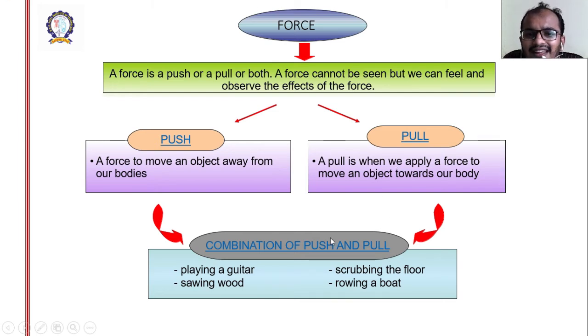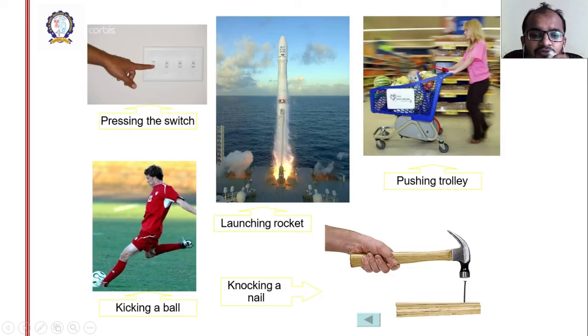If we take a basic example of force, it is playing a guitar, right, playing a guitar also needs force. Then scrubbing the floor, that is also one kind of action of the force. Then sawing the wood, when we saw wood, that also requires force, right. And rowing a boat. So all these are combinations of push and pull that you can define in the category of force, right? Push or pull.